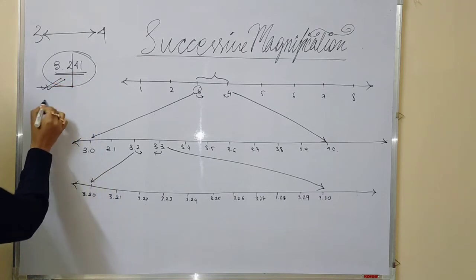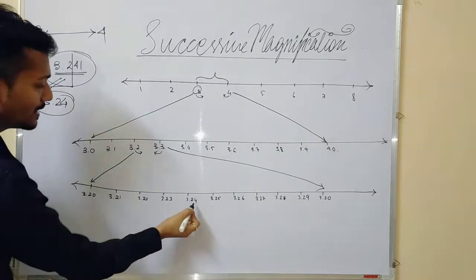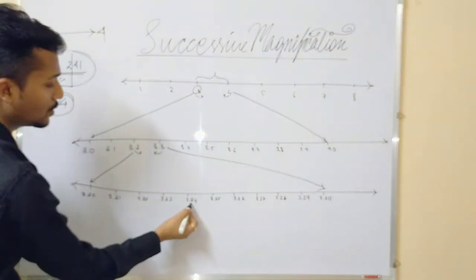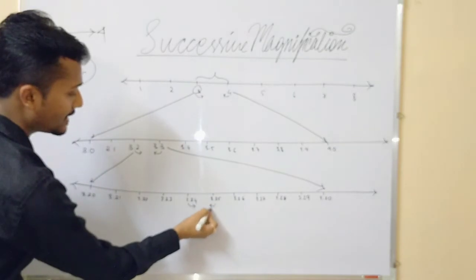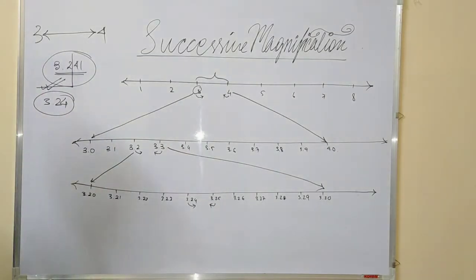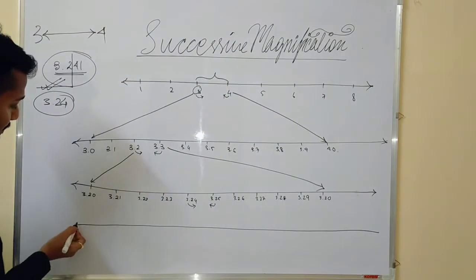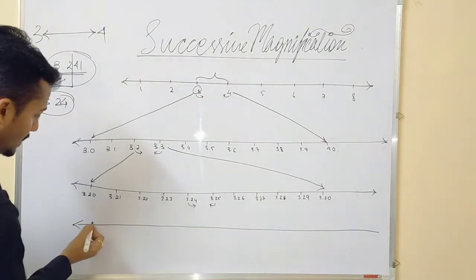3.24. This much we will see. Where does it lie? 3.24. It is more than 3.24 and it is less than 3.25. That means this particular part we are going to magnify. This particular part.